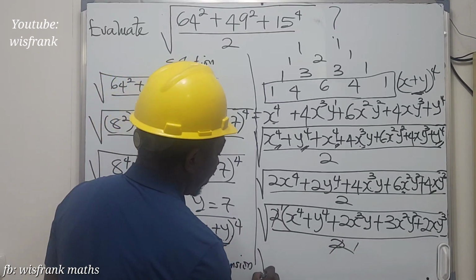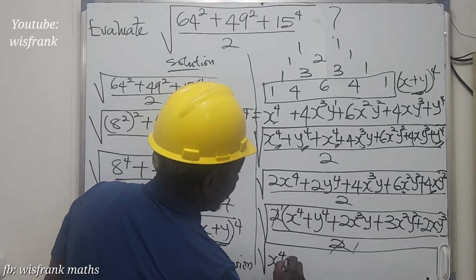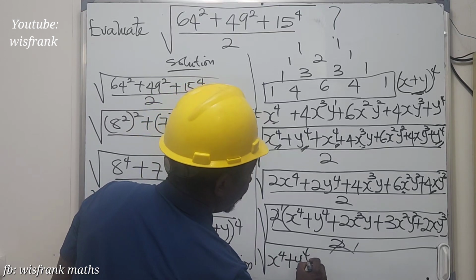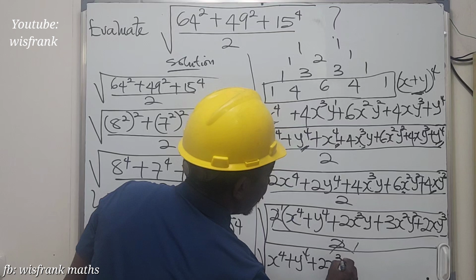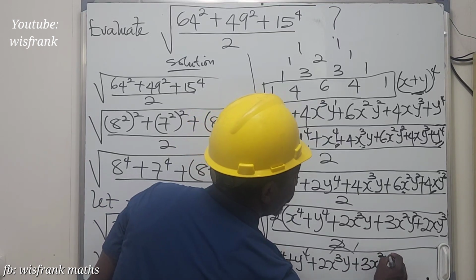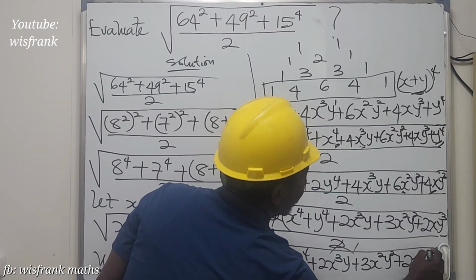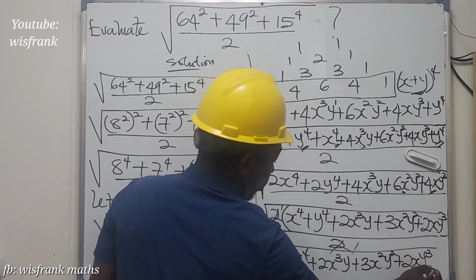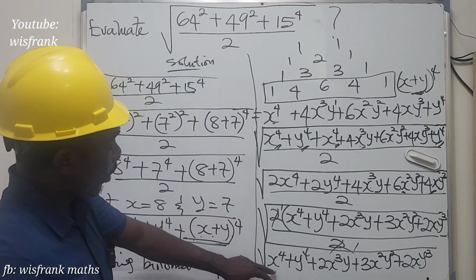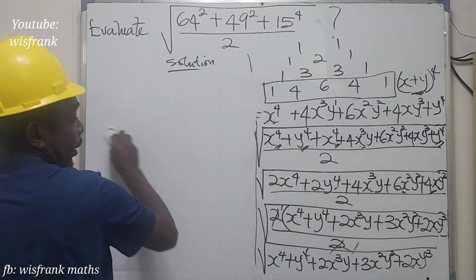So we are now left with square root of x to the power of 4 plus y to the power of 4 plus 2x to the power of 3y plus 3x to the power of 2 y to the power of 2 plus 2x y to the power of 3. So that is what we have. So now we have this. We can move over to this other side. So we can clean this.